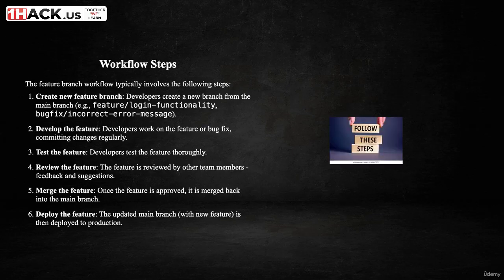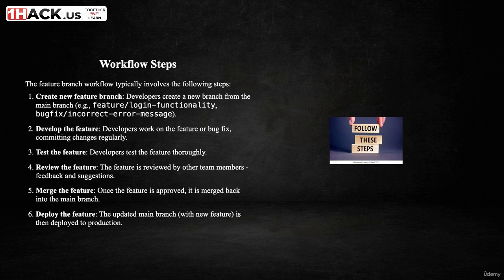Now let's go through the typical steps involved in the Feature Branch Workflow. 1. Create a new feature branch. Developers start by creating a new branch from the main branch, naming it based on the feature or bug fix they are working on. For example, feature login functionality or bug fix incorrect error message. This isolates the changes related to that specific task.